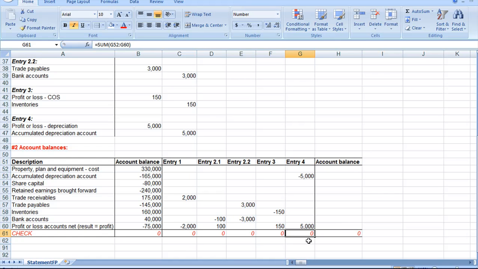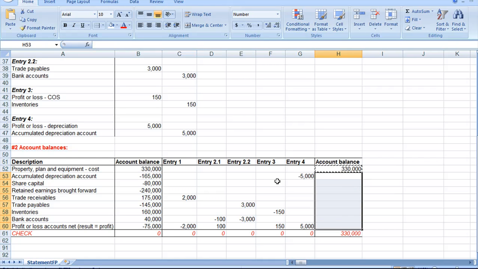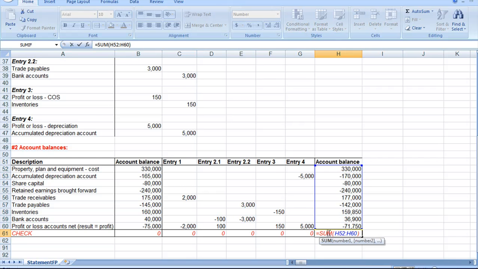After we are done with all the entries, we can prepare account balances after recording the missing transactions. Well, we simply add one last column where we make a sum of all the account balances before making any entries and all entries themselves. Let me just copy it to the other rows. As you can see, now we have our final trial balance, which is the basis for the statement of financial position. Checksum below is 0, so it's fine.